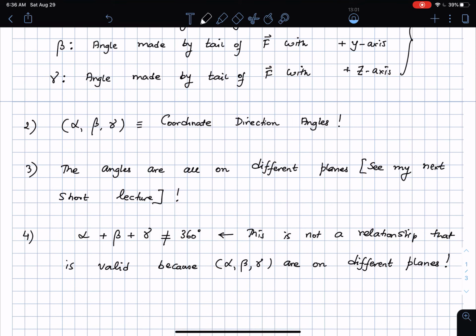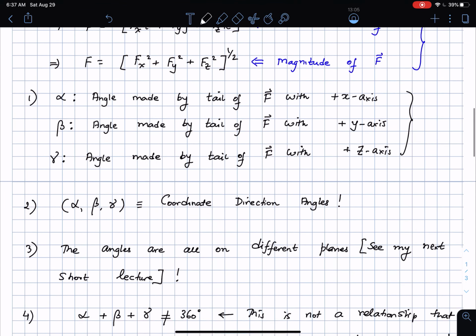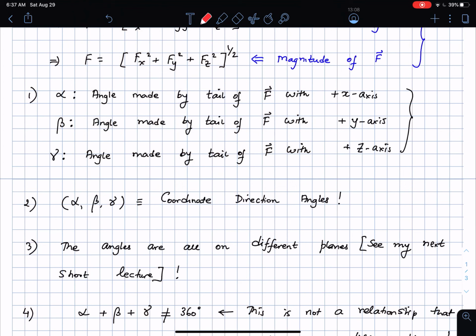All right, so these are the things about the coordinate direction angles. So quick things that we have done here. I just want to underline a couple of important terms. Coordinate direction angles: the most important thing is the angle made by the tail of the vector F with the positive directions. Likewise, always the tail with the positive directions. These are the angles alpha, beta, and gamma.